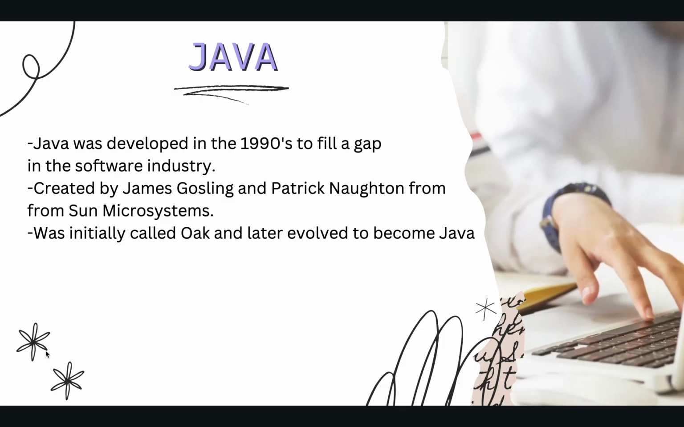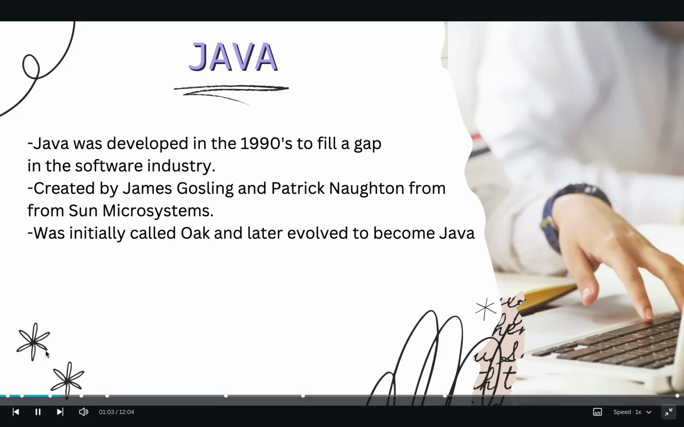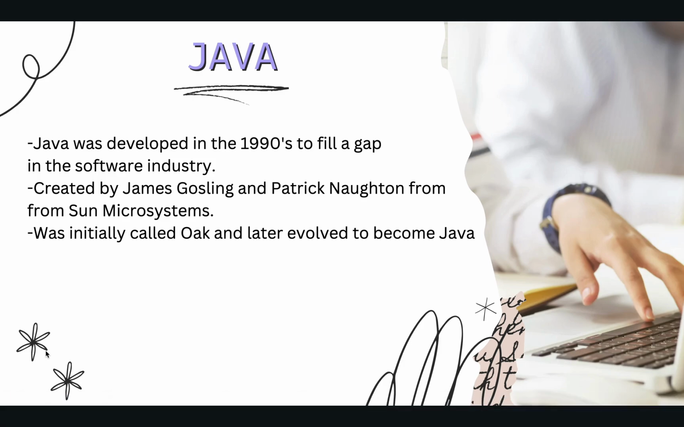Java was developed in the 1990s to fill a gap in the software industry. Basically, what it did is it brought a lot of features that didn't exist in languages before. It was created by James Gosling and Patrick Naughton from Sun Microsystems. It was initially called Oak and it later evolved to become Java.